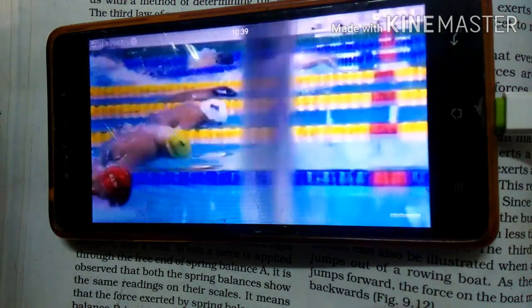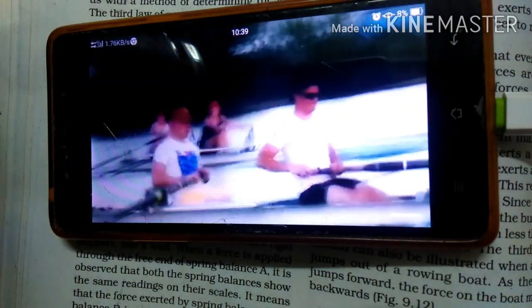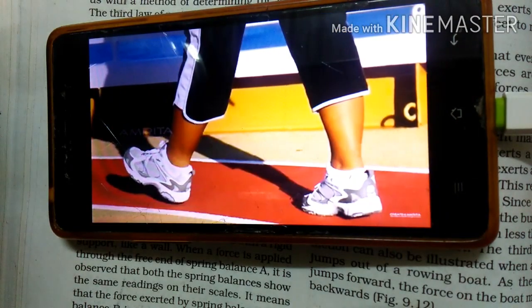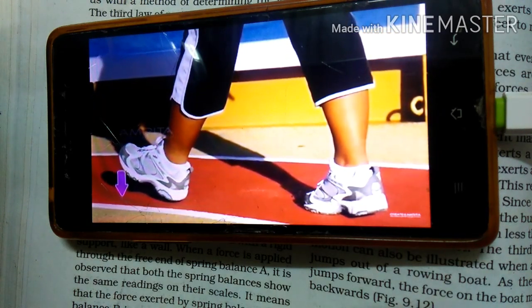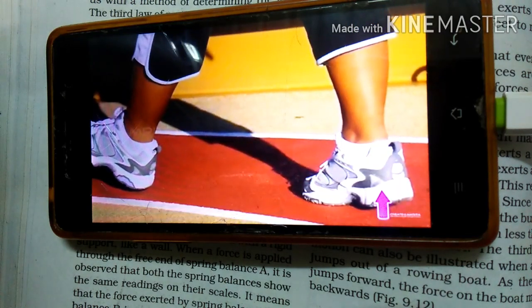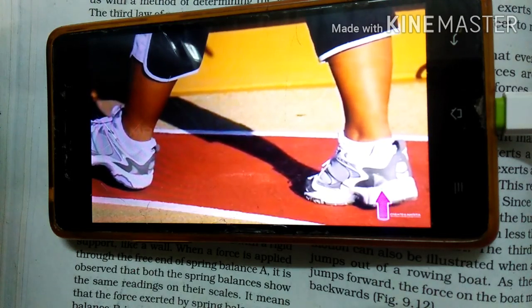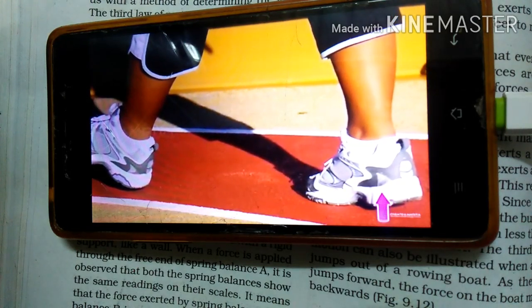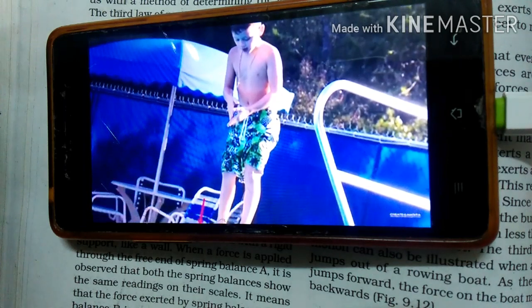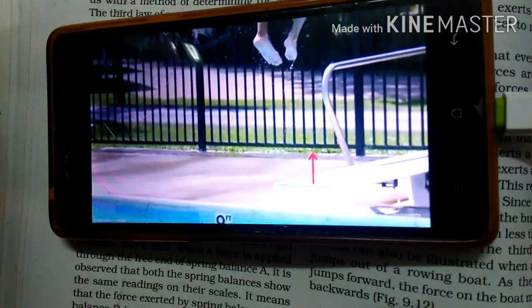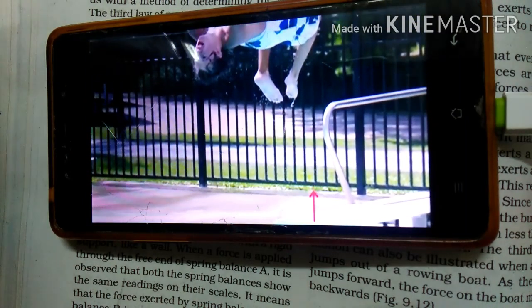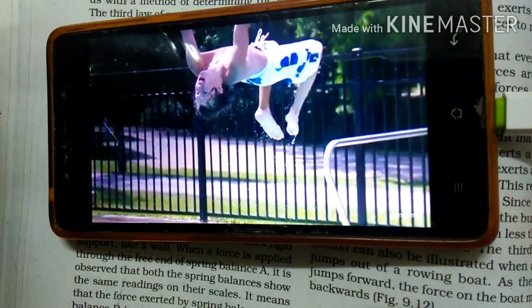Here are some daily life situations to illustrate Newton's third law of motion. When we walk on the ground, our foot pushes against the ground backward, that's action force. The ground in turn exerts a force on the foot, that's reaction force, pushing the foot forward. When a man jumps from a diving board, he pushes the board, which is action force, and the board in turn pushes the man forward in the opposite direction, which is reaction force.